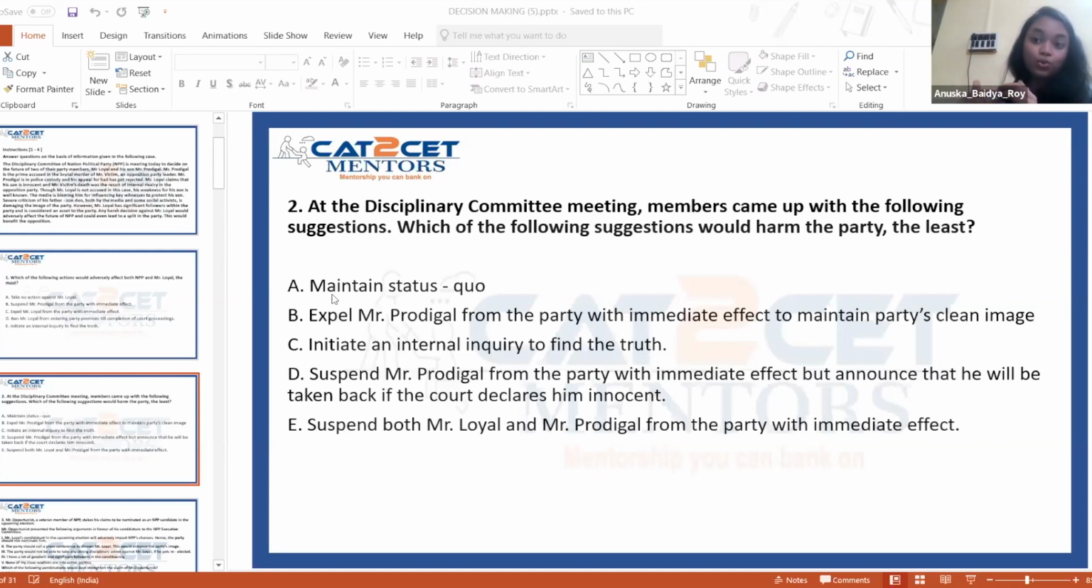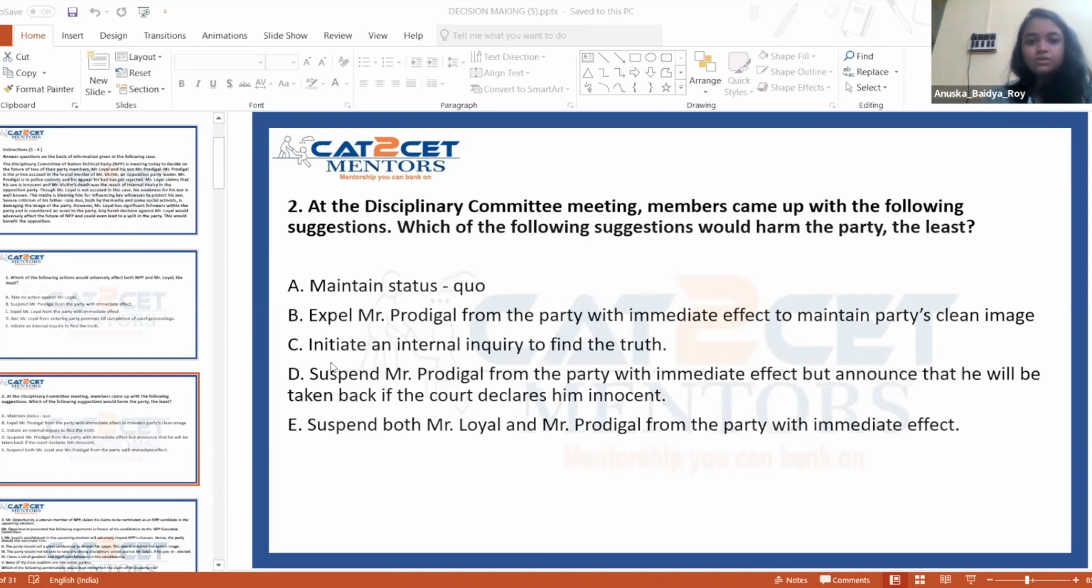So obviously between A and B, which one is a more extreme option? Which one is going to cause more harm to the party? Obviously B, right? If Mr. Prodigal is expelled, then Mr. Loyal will not be happy. That is going to cause harm to the party. But maintaining a status quo might be a lighter option than B. Do you see how I am comparing options? These are things that will happen in microseconds when you practice a lot. But this is how you keep on eliminating options. You keep placing one option over the other and you arrive at the best possible option.